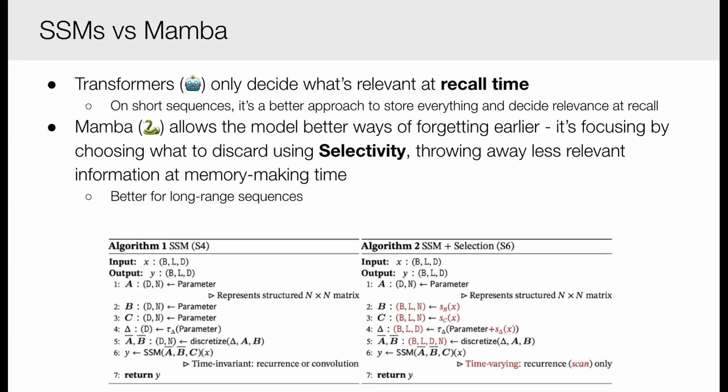So essentially what's happening here is that your input parameter U is being added to every single parameter B, C, D, and your step size and whatnot. And this allows you to have an input varying model.